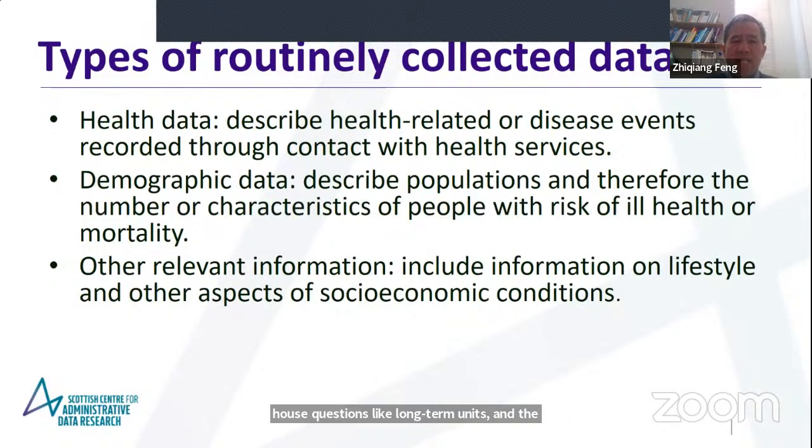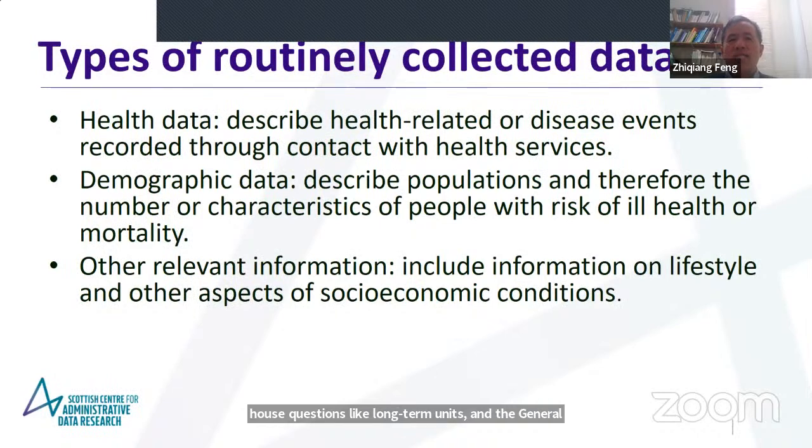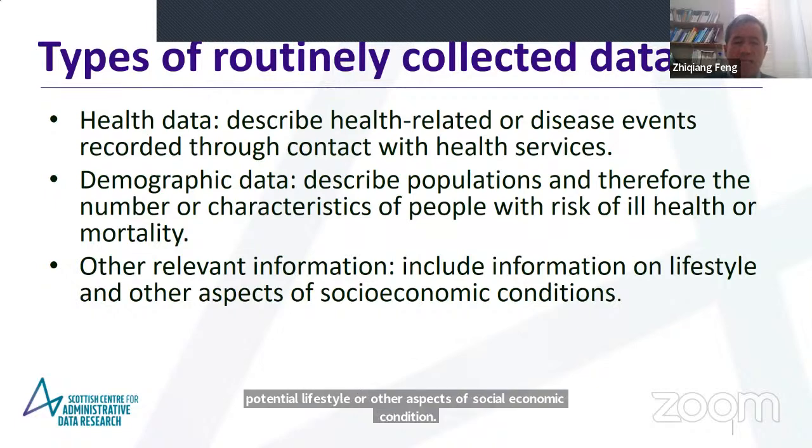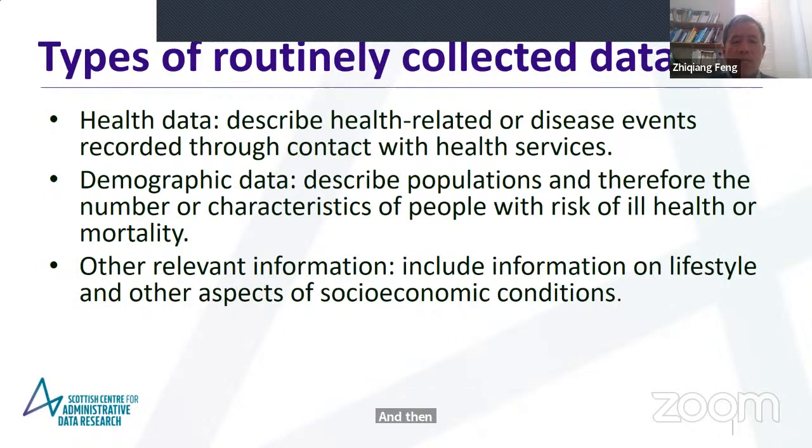And the vital events data is also collected by government, so we can get birth, marriage, and also mortality data. Other relevant information could be important as well. That would include information maybe on potential lifestyle or other aspects of socioeconomic condition. And these are all important for our research.